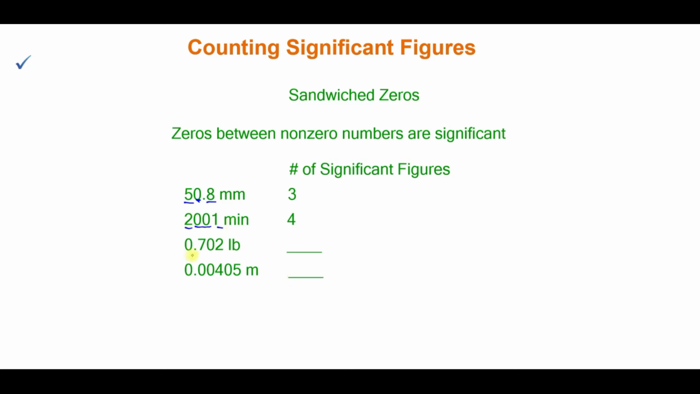This next one has a combination. We know that leading zeros are not significant, and the 0 in the center or in between is, so this one will have 3 significant figures. Our last number, again, leading zeros do not count. We have 1, 2, 3 significant figures.